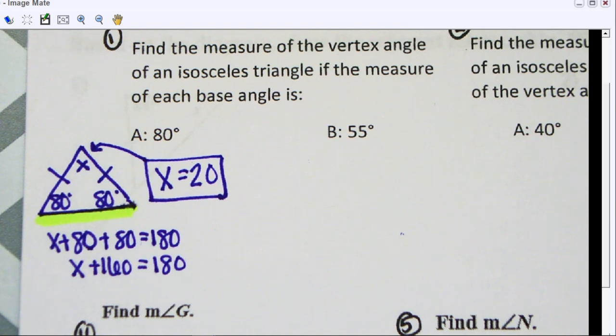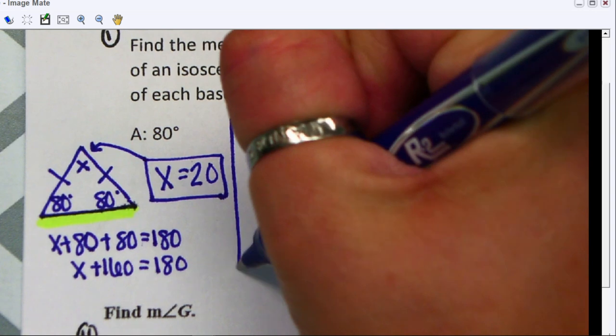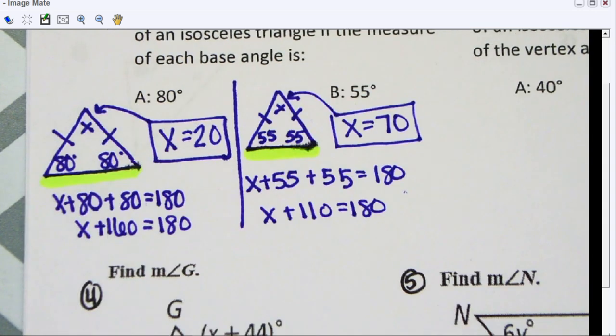That's a different problem. So example number 1 has 2 parts. One of them, the base angle is 80. So let's try the next one. On B, your new base angle is 55. So take a second, draw the shape. All right, so on this one, we should get 70. You're adding the 2 base angles together plus the vertex angle to get X.